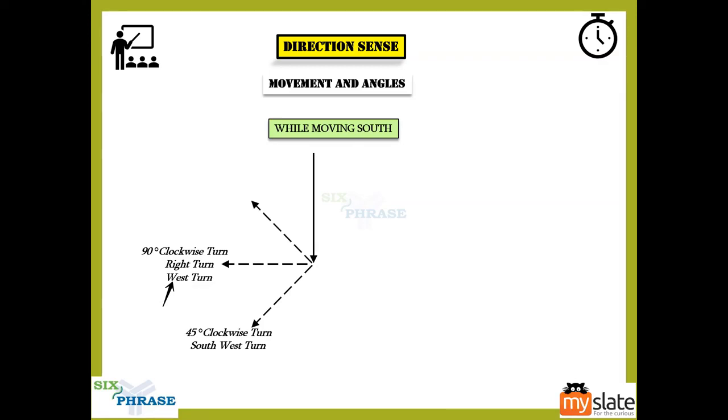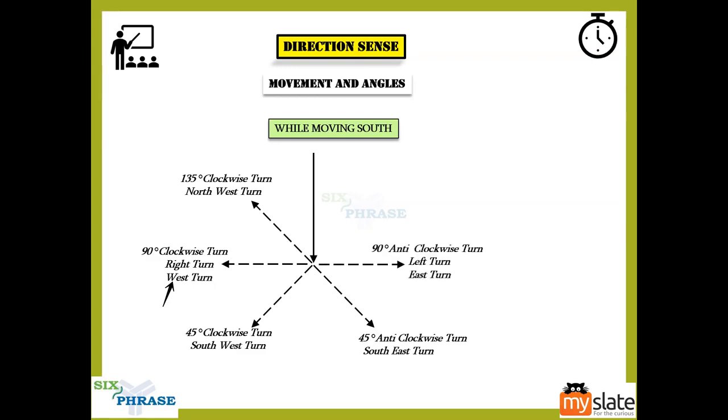And by this time you should know this is a 135 degrees clockwise turn, and you also call this a northwest turn. Okay, now this side you could call this a 45 degrees anti-clockwise turn, or you could call this a southeast turn. You could have three names for this: 90 degrees anti-clockwise turn, left turn, or east turn, and the last one is 135 degrees anti-clockwise turn, or you could call this a northeast turn.